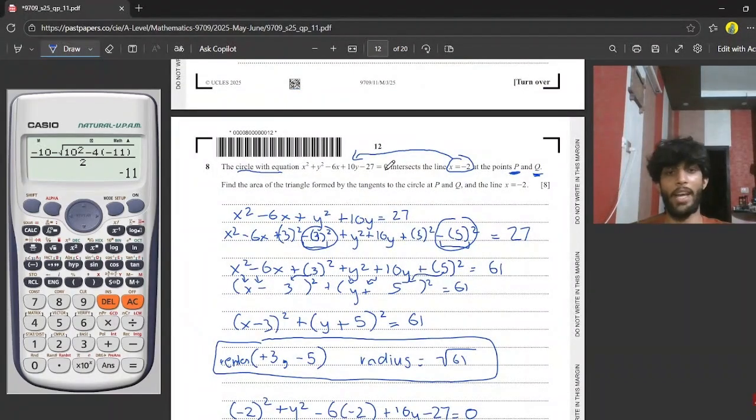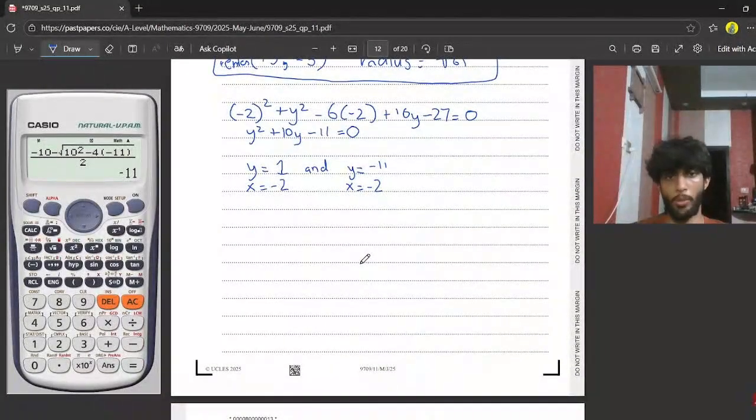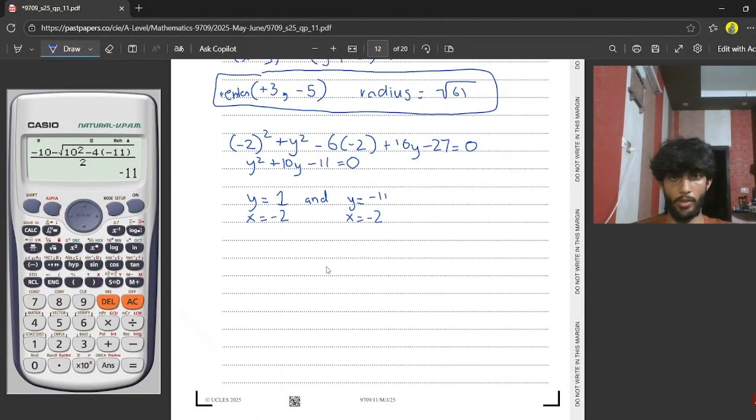Well, because the line only has one fixed x coordinate, x equals -2. So no matter point P or point Q, they're both going to have that x coordinate. So now what I want to do over here is draw a graph so I can understand what they're trying to say. I'm going to need a big graph over here.